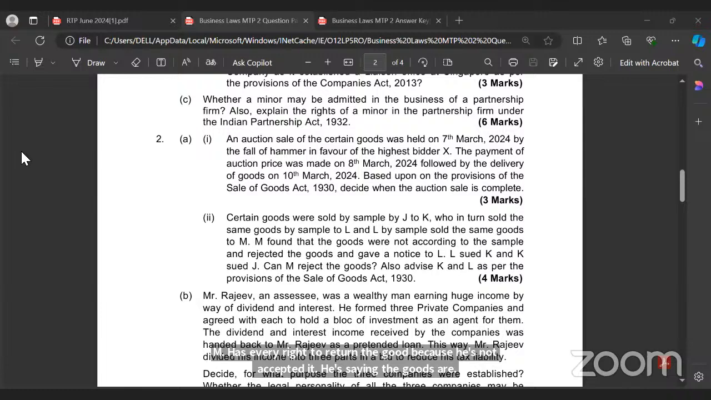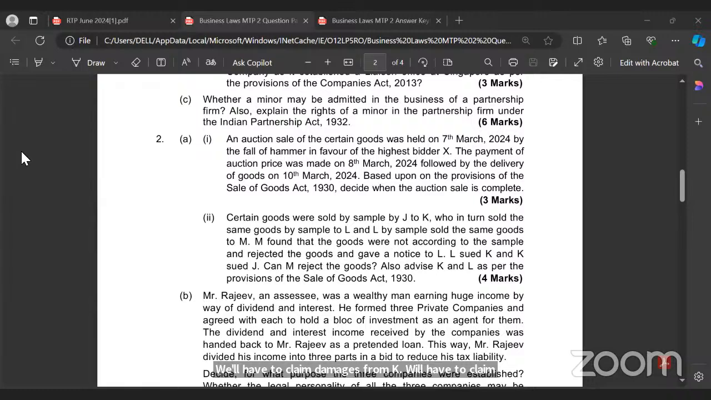But L cannot reject the sale. He can only claim damages. What can he only claim? Damages. Because by selling by sample to M, he has indirectly accepted the contract. So our friend L will have to claim damages from K. K will have to claim damages from J. But M first part. So answer the question in parts.